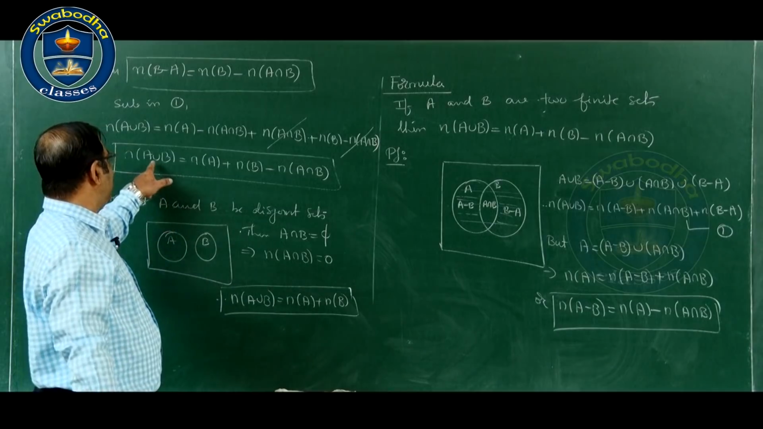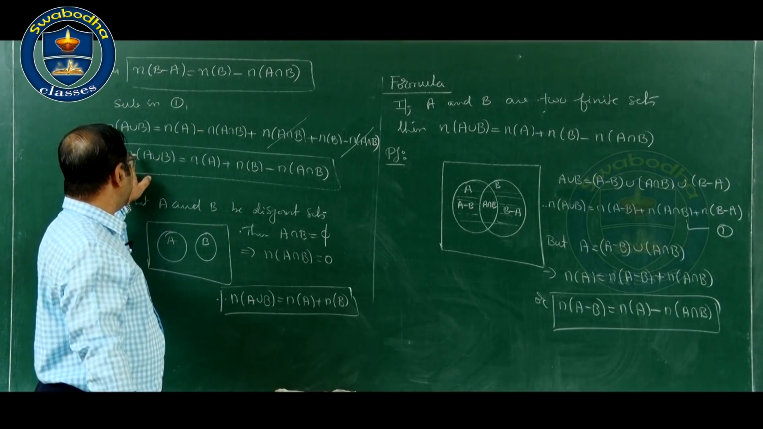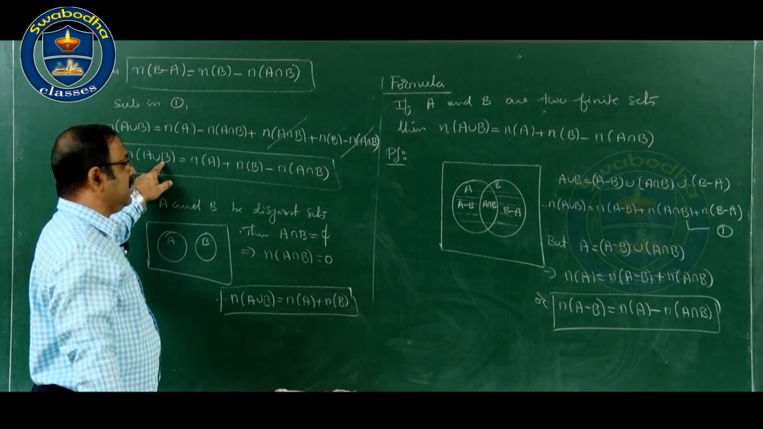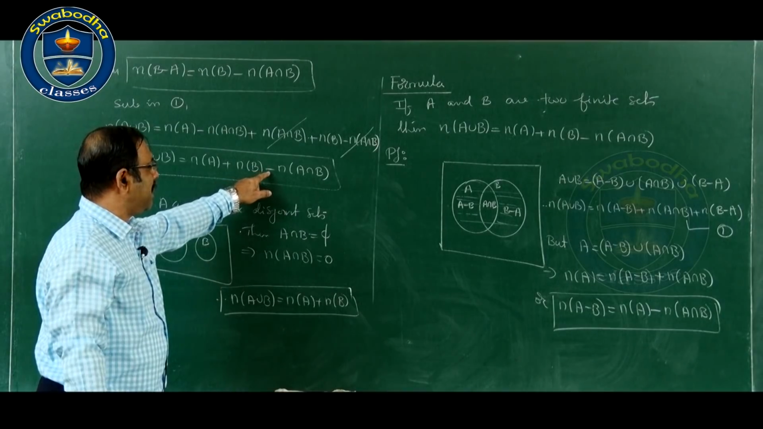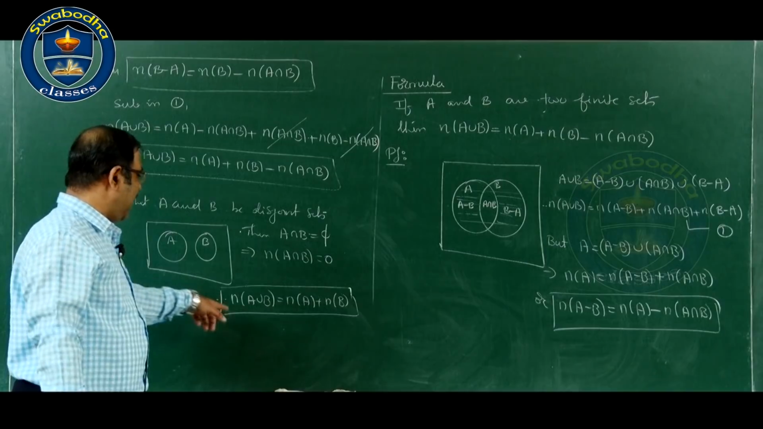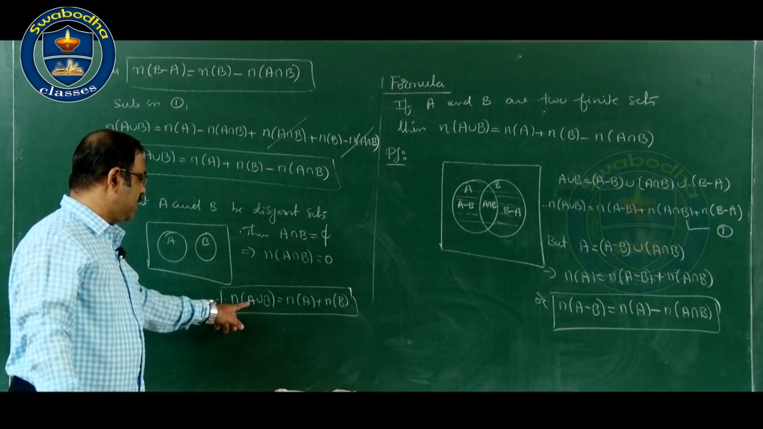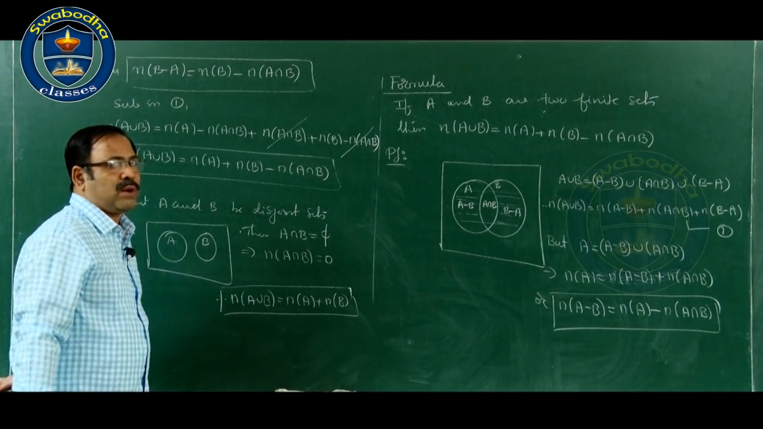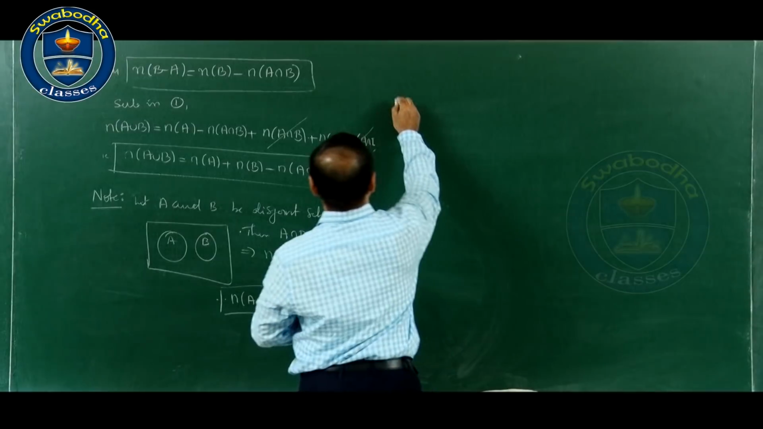So, if A and B are any two finite sets, then n of A union B is equal to n of A plus n of B minus n of A intersection B. If A and B are two disjoint sets, then n of A union B is equal to n of A plus n of B.